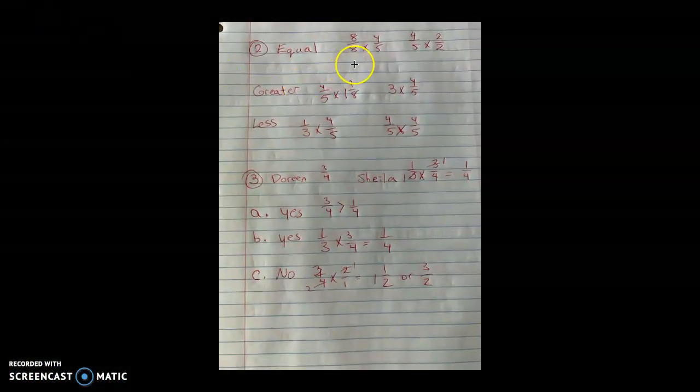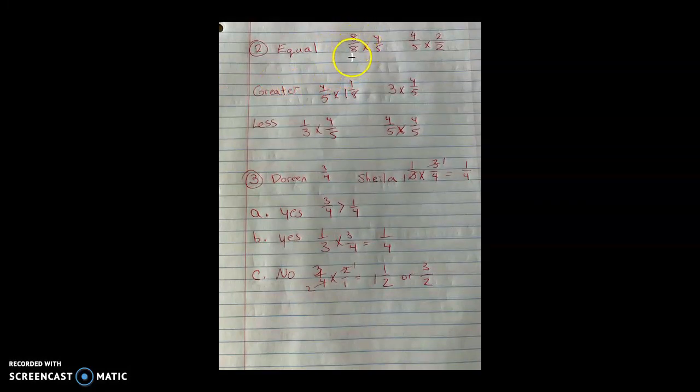Okay, on question number 2, notice if I multiply by 1, 8 over 8 is equal to 1. Whenever the top and the bottom number are the same, it's equal to 1 whole. So 1 times 4/5 is 4/5. So therefore, it's equal to 4/5. 2 over 2 is equal to 1 whole. So 1 times 4/5 is 4/5. So those are equal to 4/5.